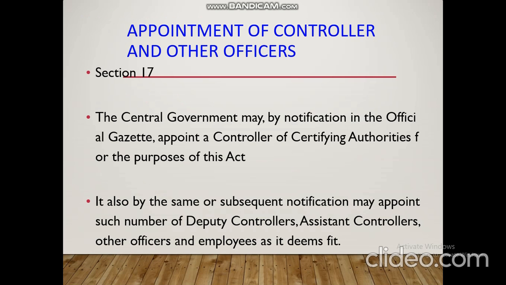Appointment of controller and other officers. So controller is nothing but a person who is going to control the certifying authorities. It is described in section 17. The central government may, by notification in the official gazette, appoint a controller for certifying authorities for the purpose of this Act. It may also, by the same or subsequent notification, appoint such number of deputy controllers, assistant controllers, or other officers and employees as it deems fit.